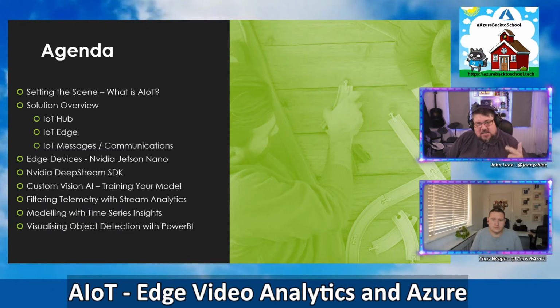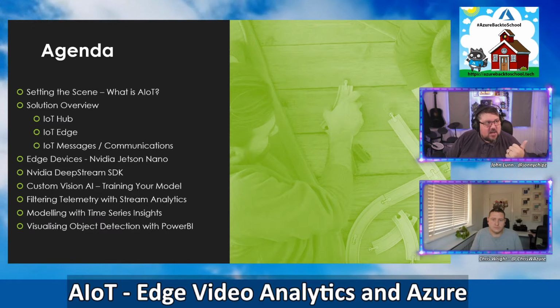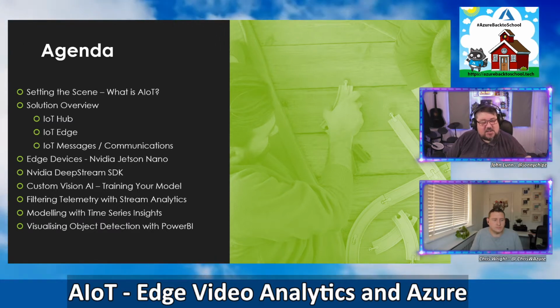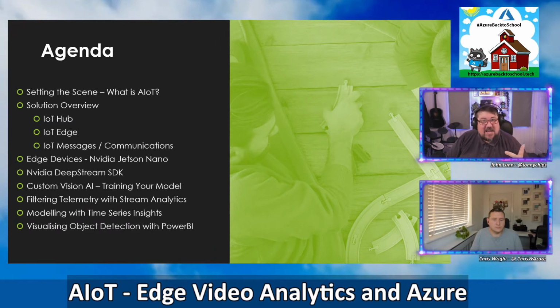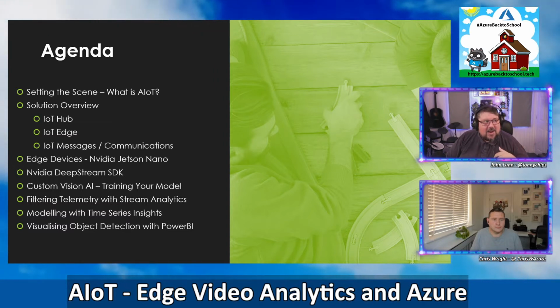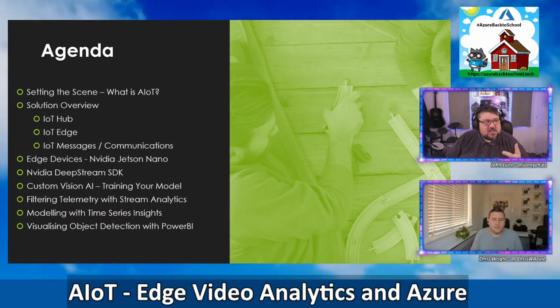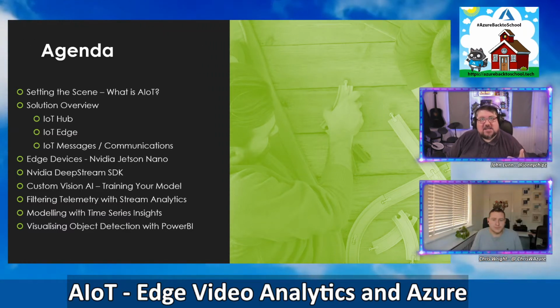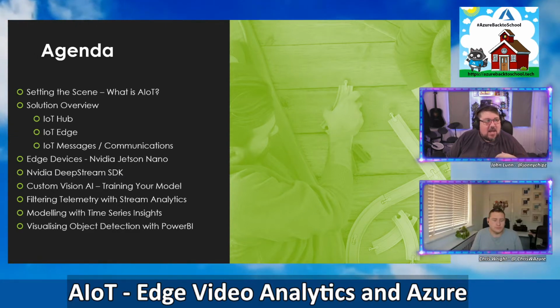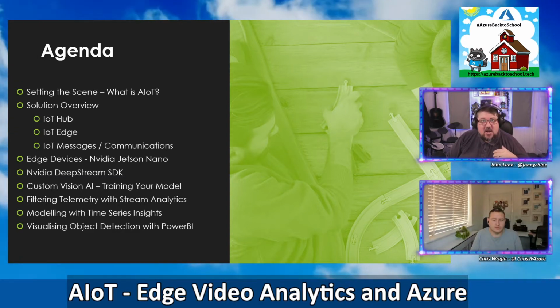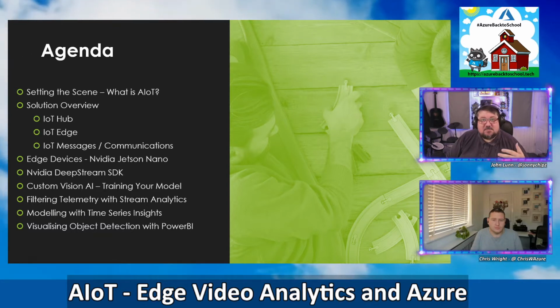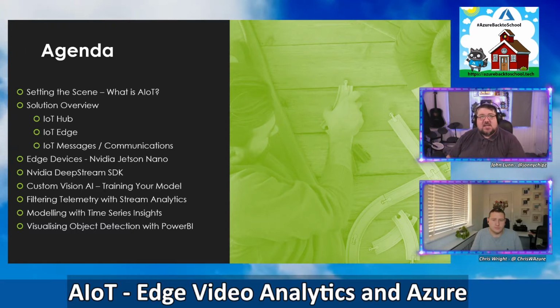But along the way, we're going to dip into each of those areas. We've got the NVIDIA Jetson Nano, the device we're going to use. We've got the DeepStream SDK, which is from NVIDIA as well. Then we're going to look at some of the Microsoft products like Custom Vision AI, Stream Analytics and filtering telemetry using that service, and then using Time Series Insights and Power BI for visualizing some of that data.